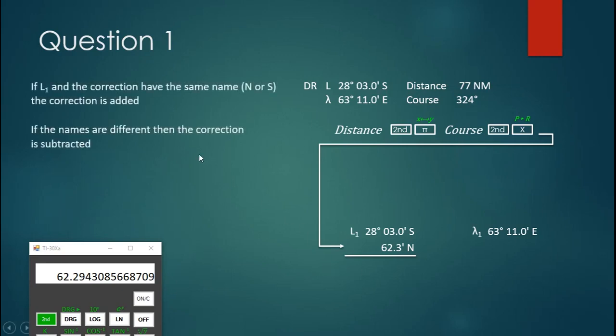In this case, it's a positive number, so it's a northerly correction. Now, if L1, or your first latitude, and the correction have the same name, north or south, then the correction is added. If the names are different, the corrections are subtracted. In this case, the names are different. You have south for one and north for the other. So we're going to subtract this correction. Even though it's a positive number here, it's going to be subtracted here. And most of the time, if people make careless errors, this is one of the careless errors that they make. So even though it's a positive number here, we're going to subtract it right here.